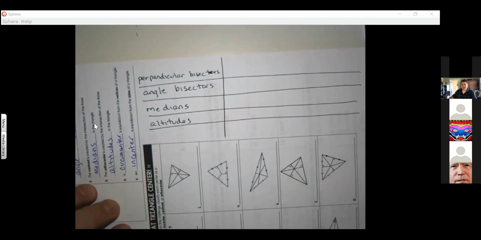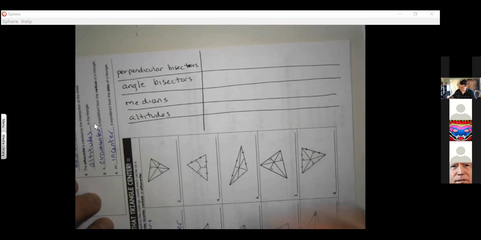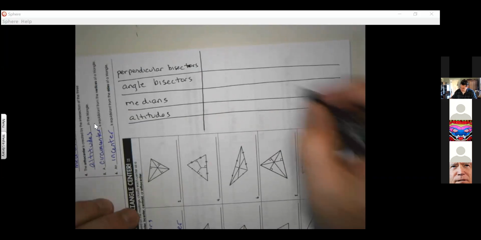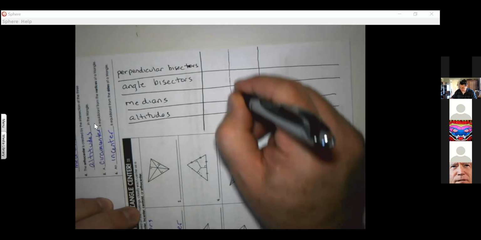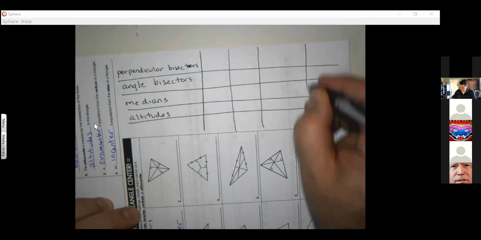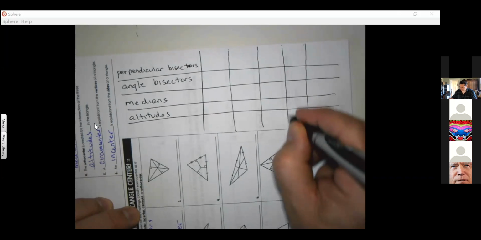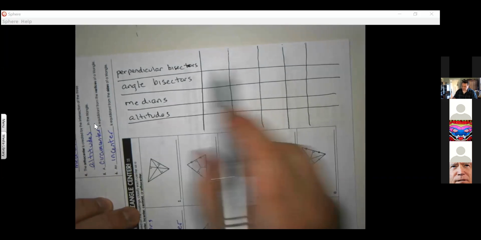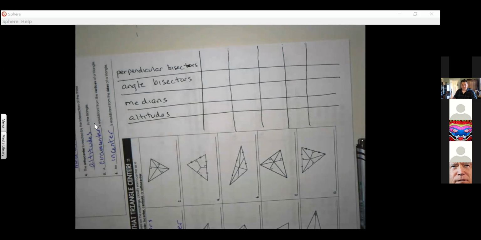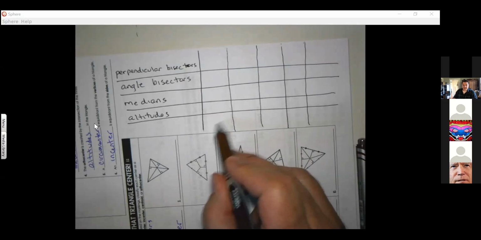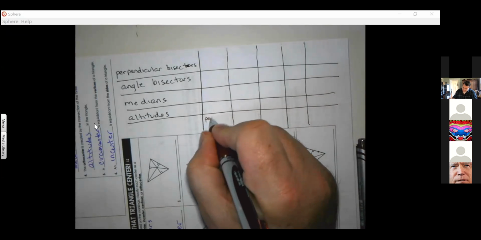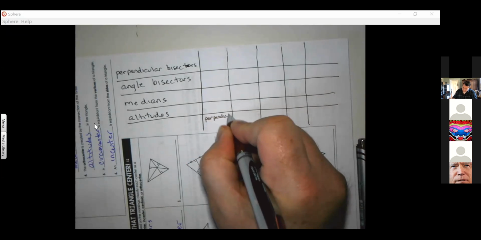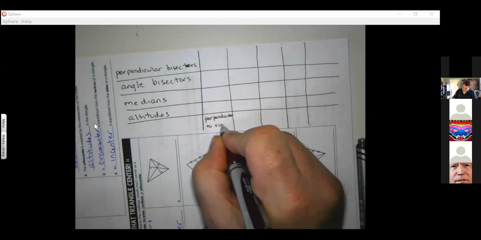I'm probably going to mess with a lot of your organizational structures with this in a minute, but what I want to do is first, I want features about these perpendicular bisectors. And this is where it's going to mess with people because I'm going to write the actual category headers on the bottom here. But the first question is, is it perpendicular to a side?